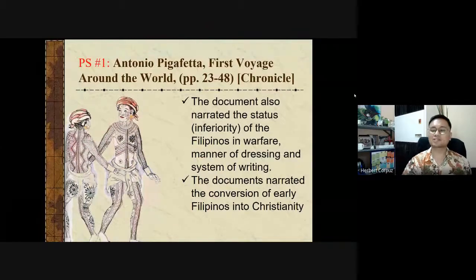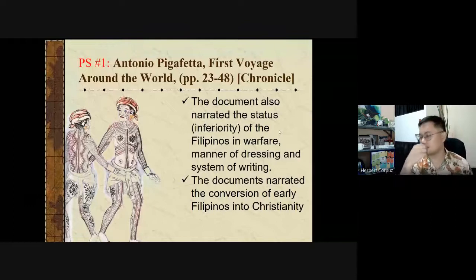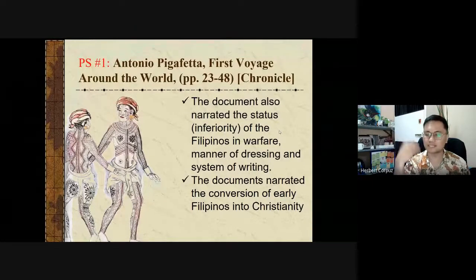The document also narrated the status of the Filipinos in warfare. The status that we are inferior when it comes to warfare. Kasi sinabi doon na ano lang ginamit nila, mga pana, mga yari sa kahoy, wala pa masyadong yari sa bakal na weapon ng early Filipinos noon. Then, manner of dressing and system of writing.